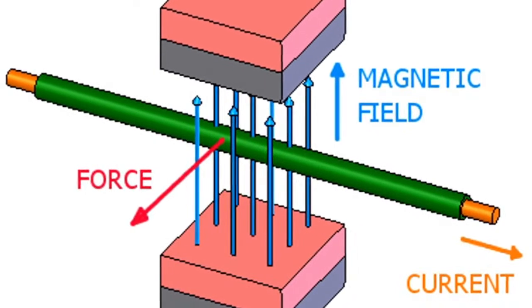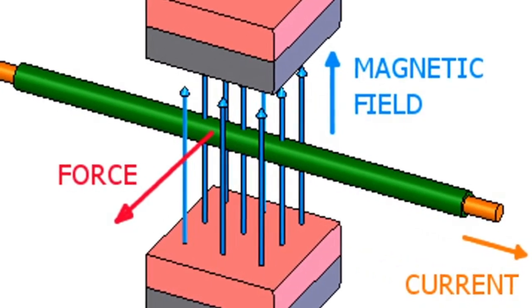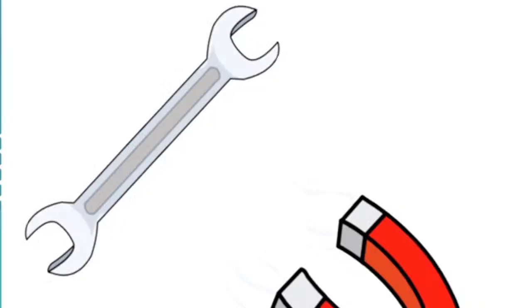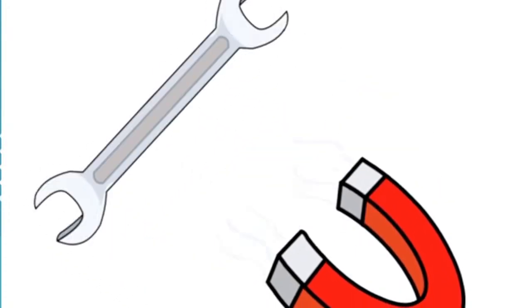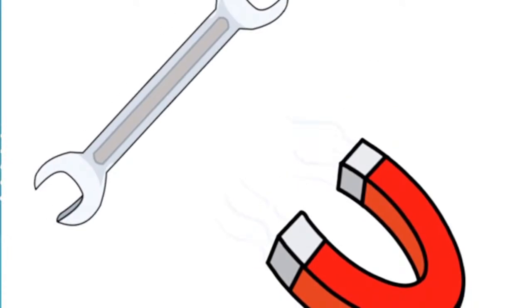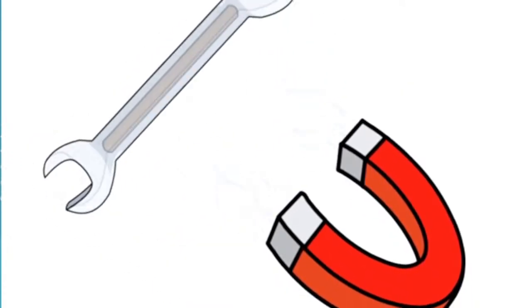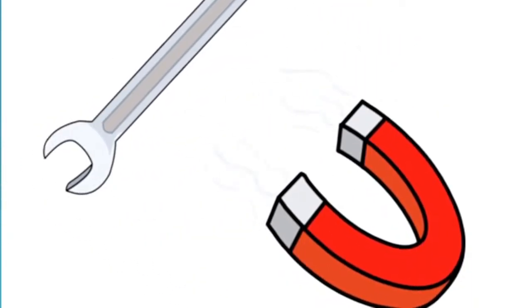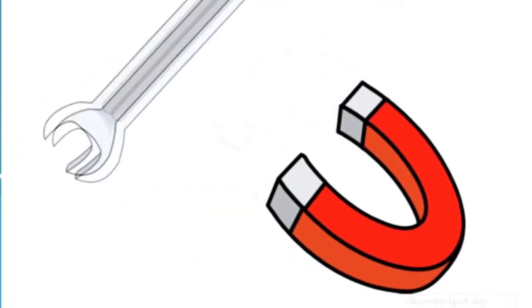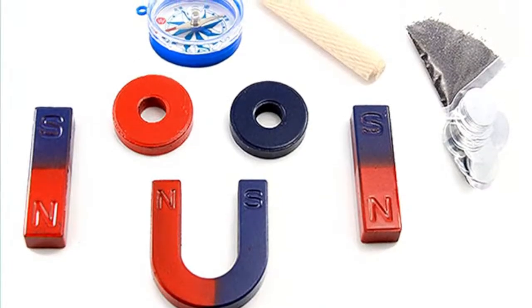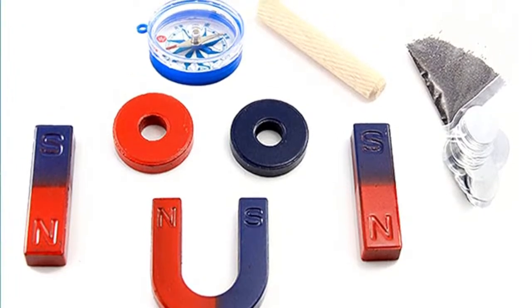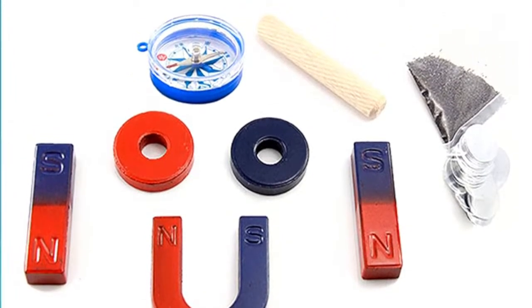Magnetism is one aspect of the combined electromagnetic force. It refers to the physical phenomena arising from the force caused by magnets. Magnets are objects that produce fields that attract or repel other objects. In other words, a substance that possesses magnetic properties is a magnet. All materials have the property of being attracted or repelled.